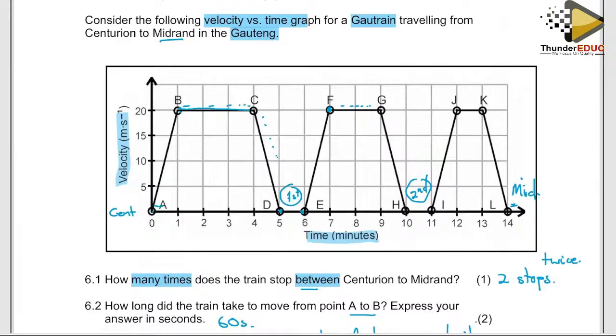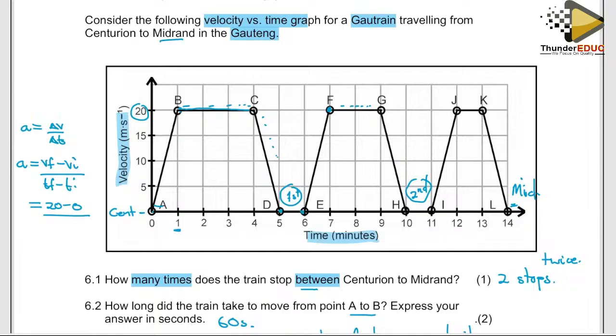So remember, your acceleration is equivalent to the change in velocity, the rate of change of velocity, all over delta t. If we want to break it down further, we can say Vf minus Vi all over T final minus T initial. Therefore, the final velocity was 20, and you started at 0, all over the final time.